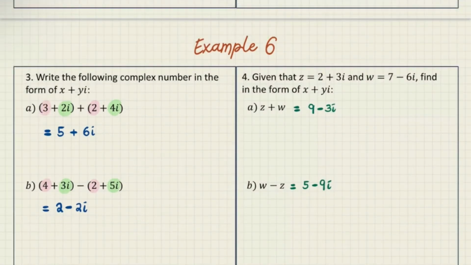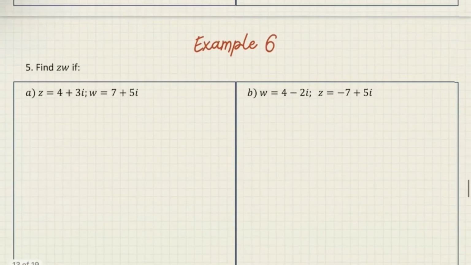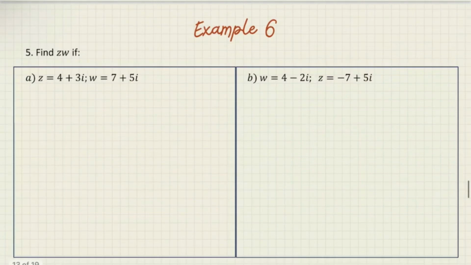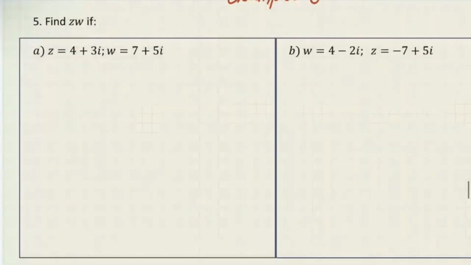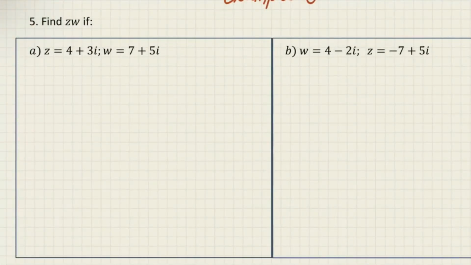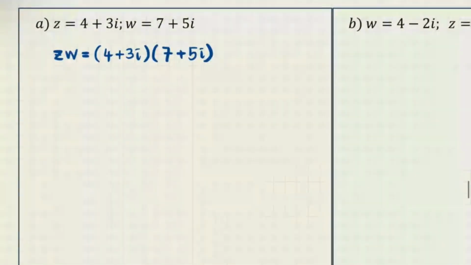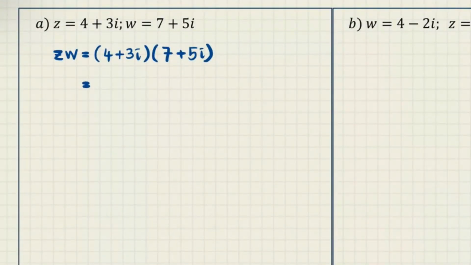So kita pergi kepada multiplication. Here. Find ZW. So a product of two complex number. If Z is 4 plus 3i and w equals to 7 plus 5i. Okay, so untuk soalan yang pertama, so our ZW will be equals to 4 plus 3i. We are going to multiply with 7 plus 5i. Okay, and then kita akan expand seperti soalan yang awal-awal tadi.